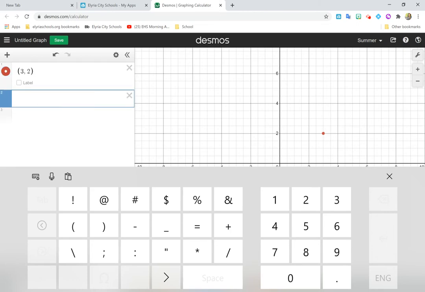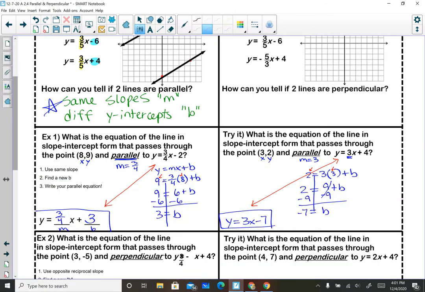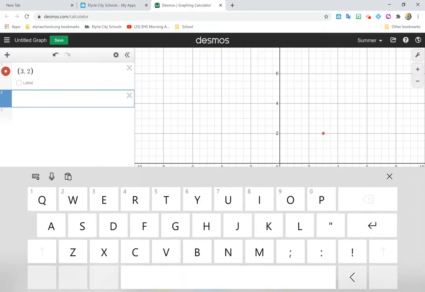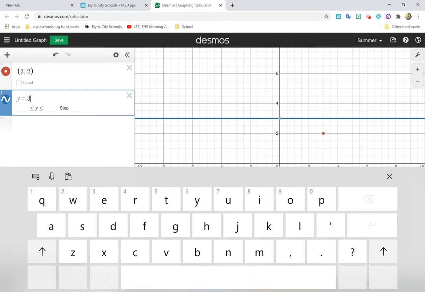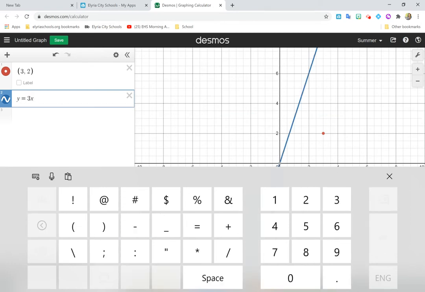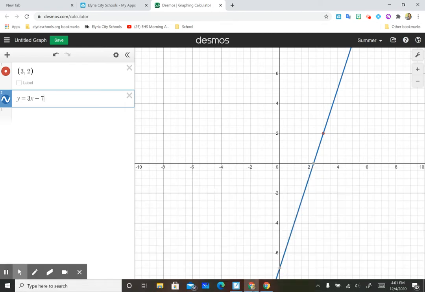Okay, down here, I'm going to put in my equation that we had found. So what was the equation that we had found? It was y equals 3x minus 7. And I'll show you that it goes right through that point. y equals 3x minus 7. Okay, so let me get y, I need a lowercase y, equals 3x minus 7. Ooh, look at that. Went right through that point. Okay, you see that on that graph? It went right through this point right here. So we know it's going to go through that point.